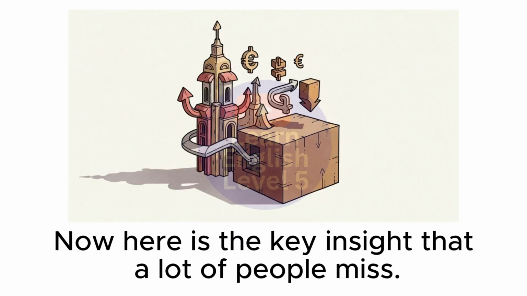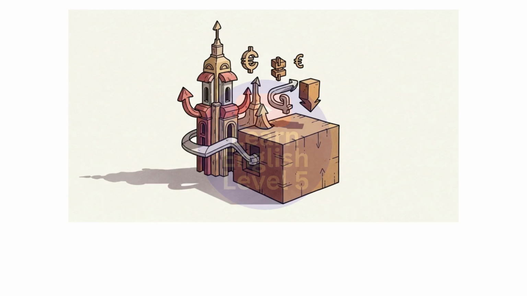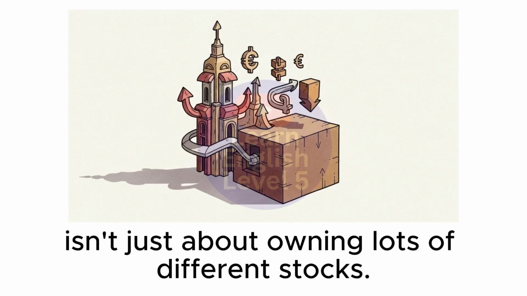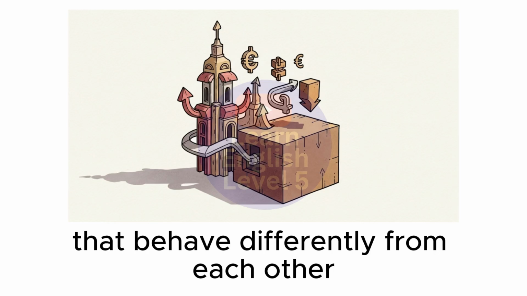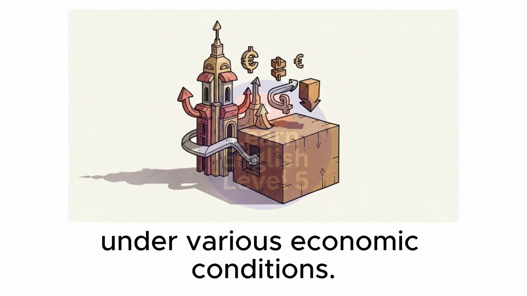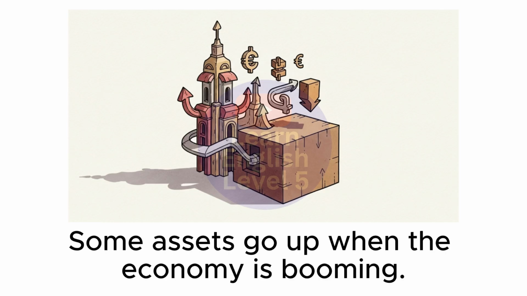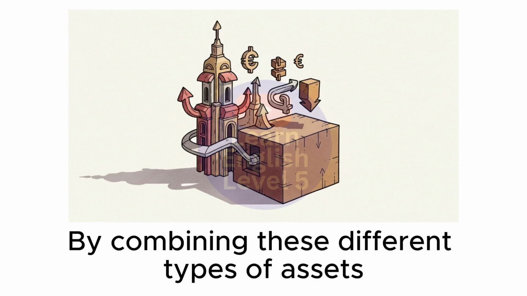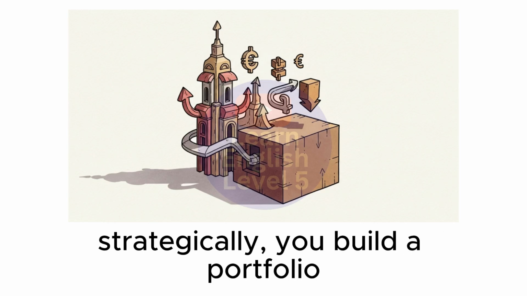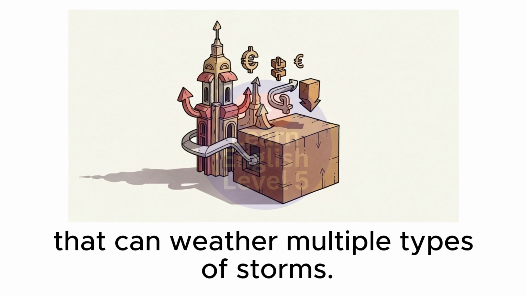Now here is the key insight that a lot of people miss. Diversification isn't just about owning lots of different stocks. True diversification means owning assets that behave differently from each other under various economic conditions. Some assets go up when the economy is booming. Others hold steady or even increase in value during downturns. By combining these different types of assets strategically, you build a portfolio that can weather multiple types of storms.